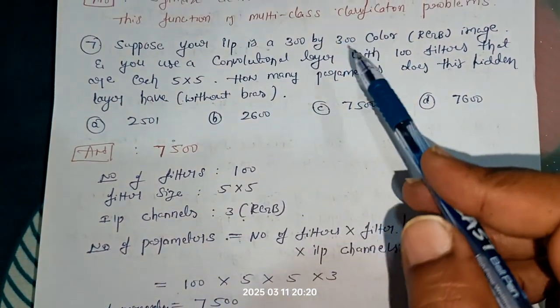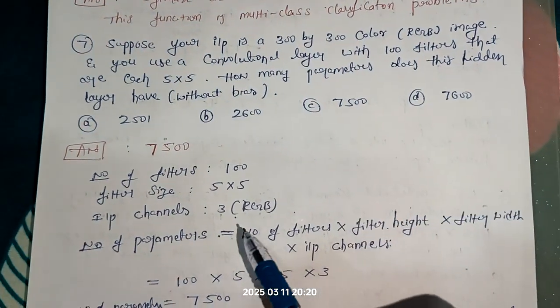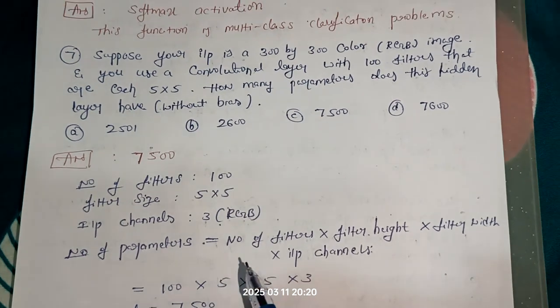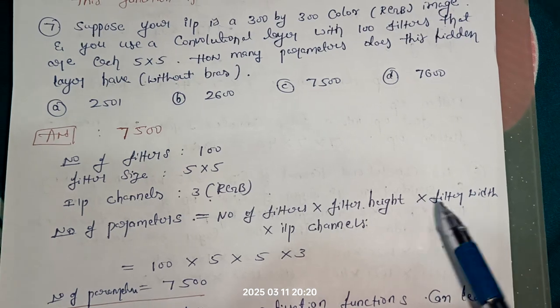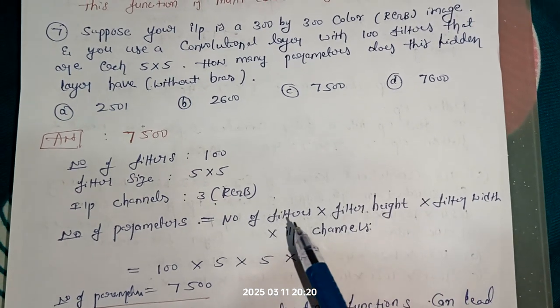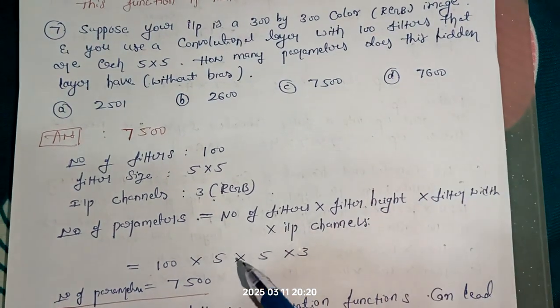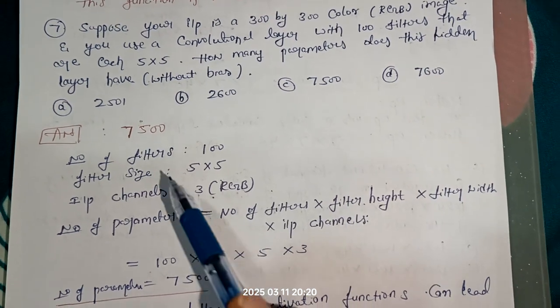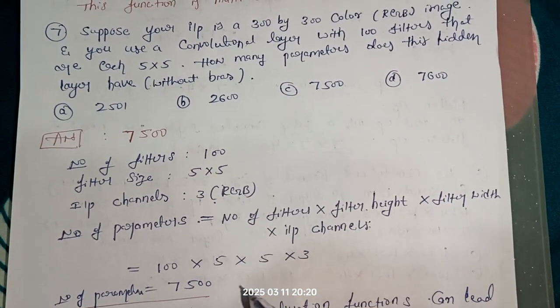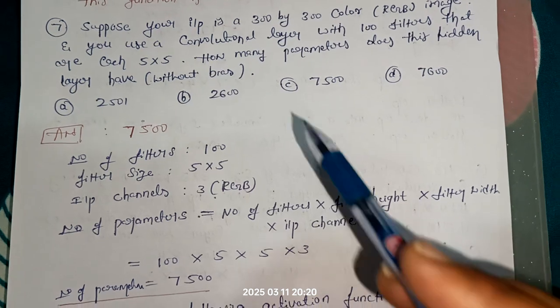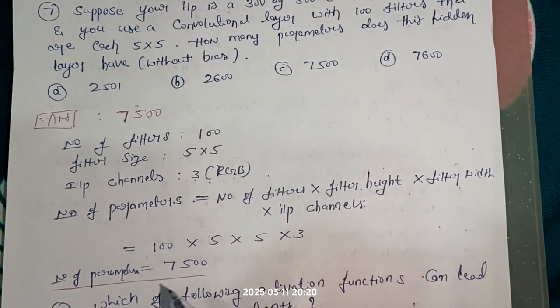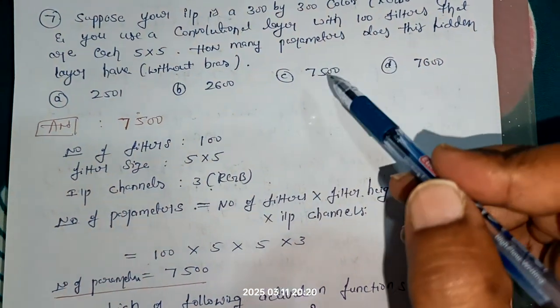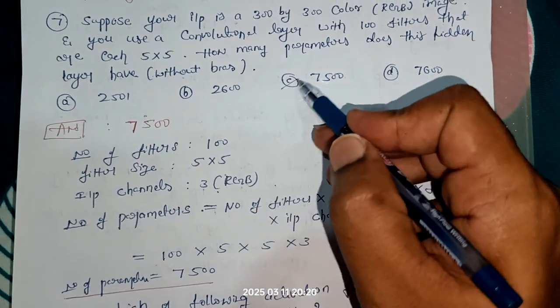The input channel, you can observe, is RGB, so it is 3. The number of parameters is calculated by the number of filters times filter height, filter width and input channels. The number of filters is 100. Filter height and width are both the same, 5 cross 5, so 5 into 5 into input channels, 3, since RGB stands for 3. If I multiply this, I get the answer 7500. So the answer is 7500.